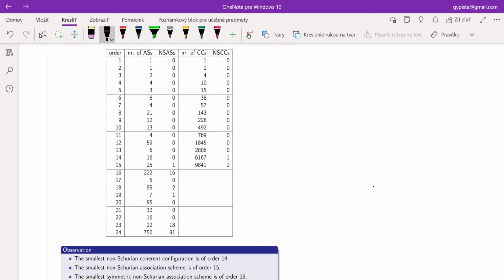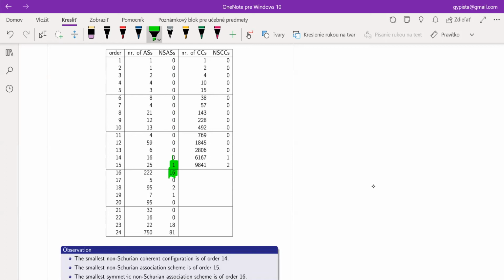with the most important numbers concerning association schemes and coherent configurations. In a sense, for example, from this table, one can see that all the association schemes up to order 14 are Schurian. The first order where a non-Schurian association scheme appears is order 15, and there is just a single one.